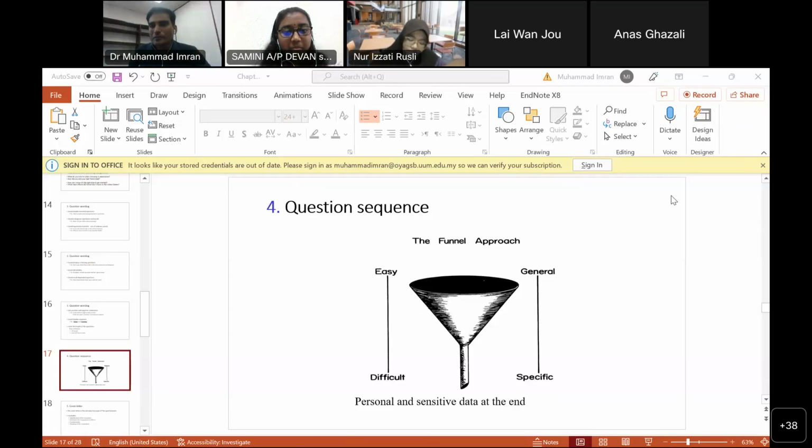Start from general. If I don't want to give you an answer about my age, you may say, "Okay, sir, how are you?" Fine. "Where are you from?" I'm from Pakistan. "What is your designation?" Lecturer. Then: "How old are you, sir?" Get involved first. Understand?